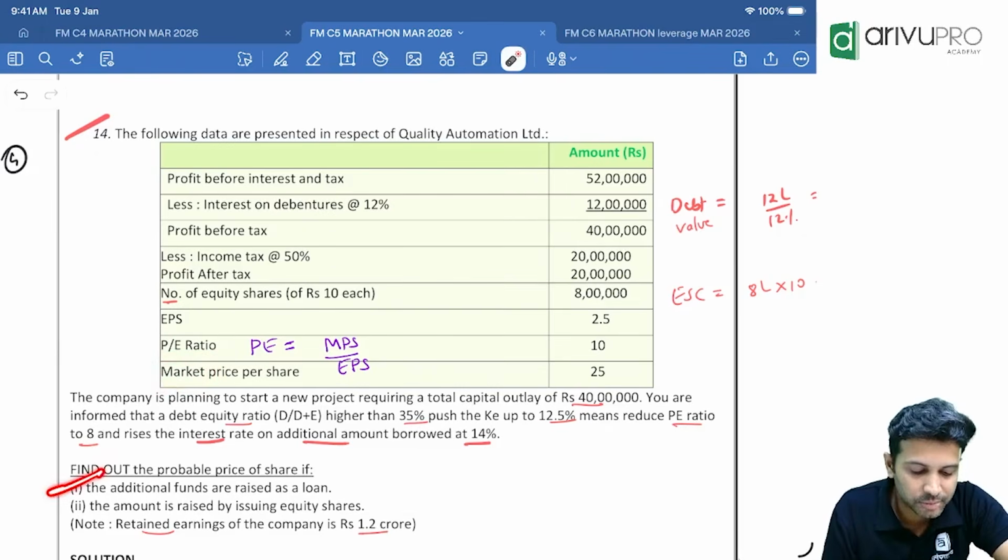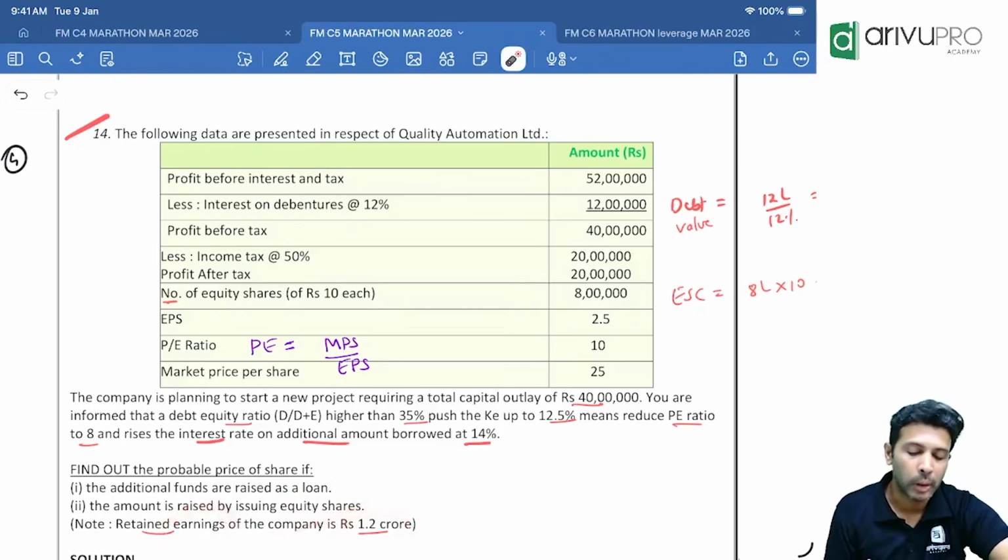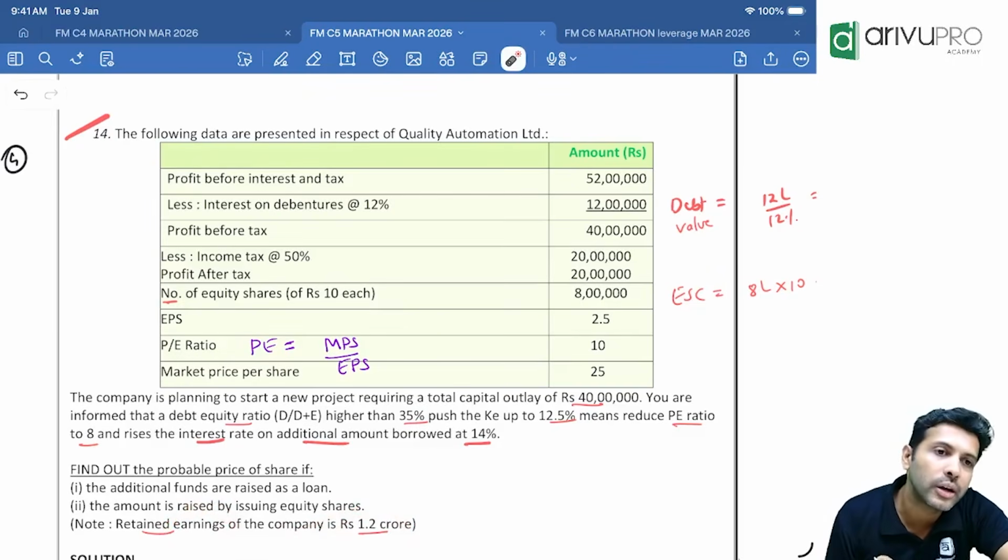In the first case, additional funds are raised as loan. How much money do you want? 40 lakh. In the first case, 40 lakh is coming through loan, as in debt. In the second case, the amount has come through equity shares. Read one more data point in brackets: they have given retained earnings as 1.2 crores. Okay? Clear? And this is what they have given.